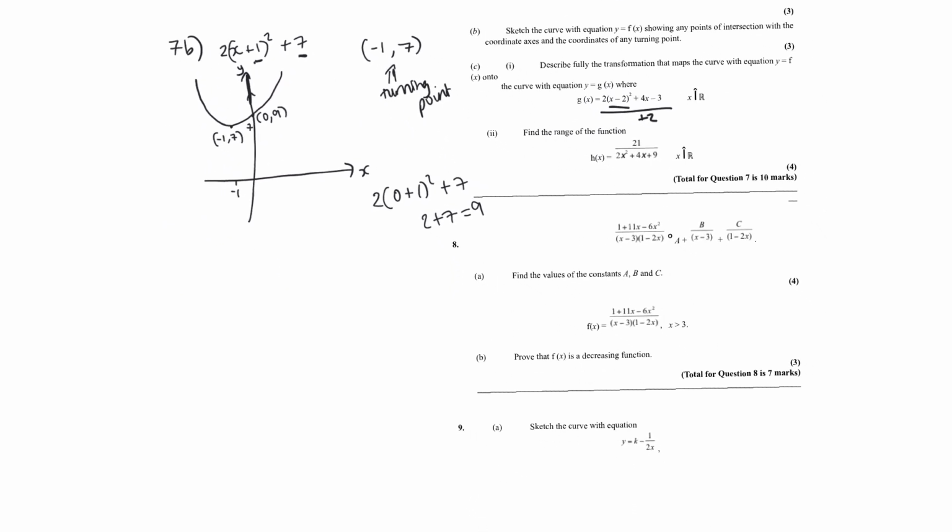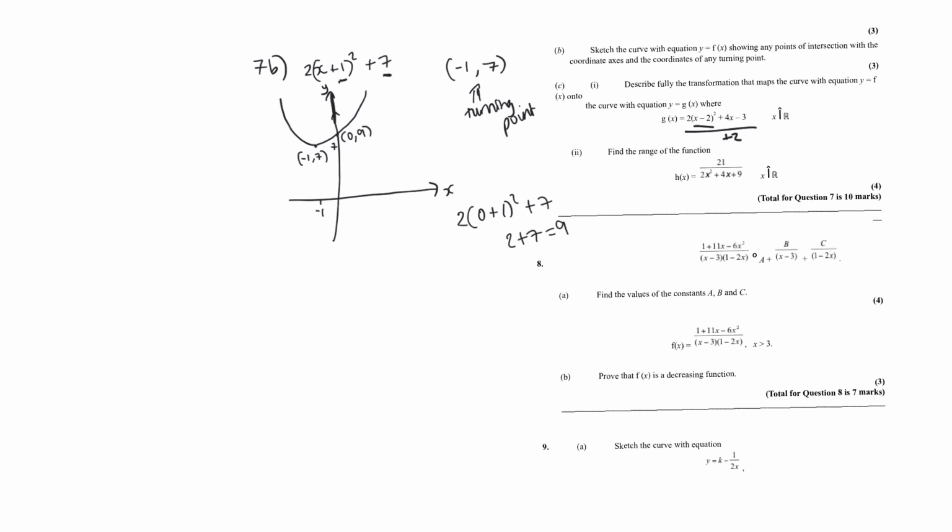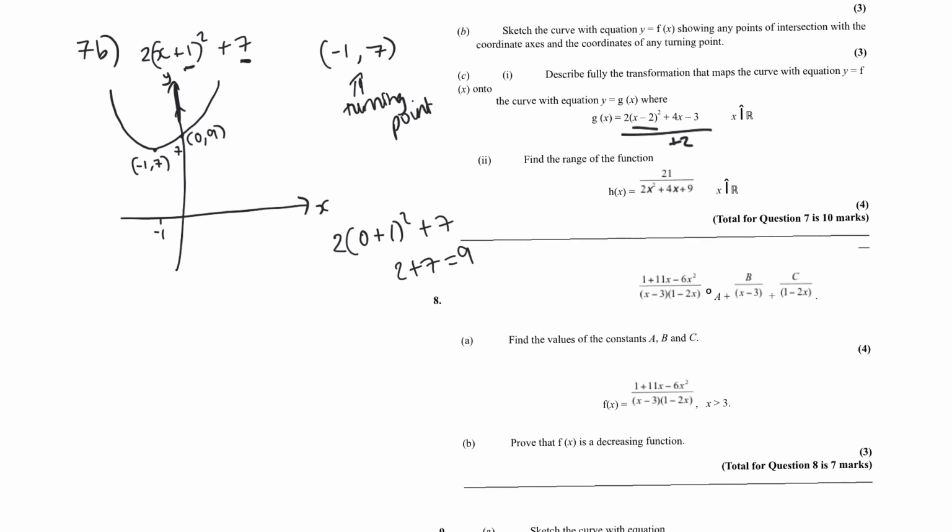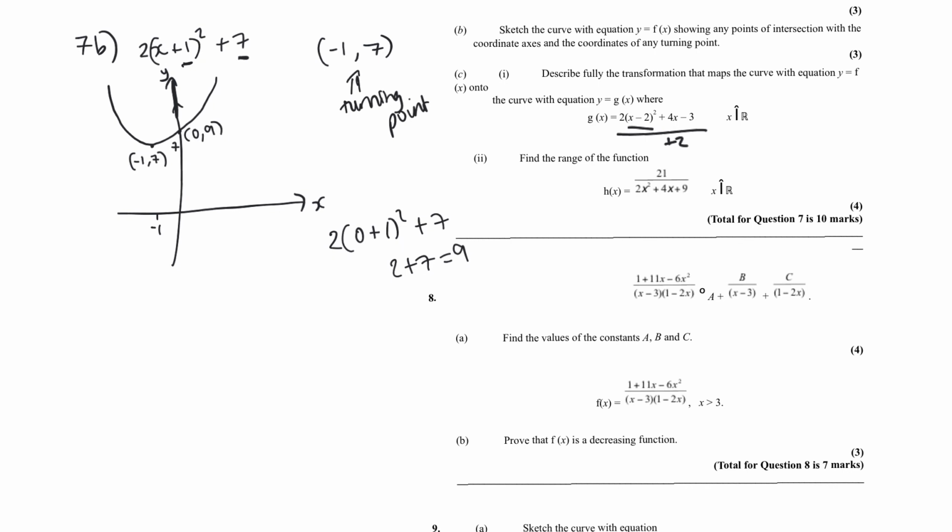Okay, so I'm going to again move it to the side, and then for 7c, I'll write the original formula here. So it's 2x squared plus 4x plus 9, and it's now changed to 2 bracket x minus 2 squared plus 4x and -3. Okay, so first things first, it's shifted in the x-axis, so +2. And also we need to add that x minus 2 bracket to the 4 as well.